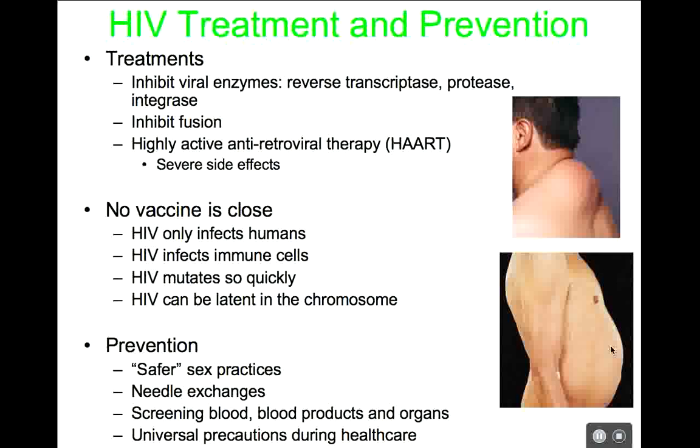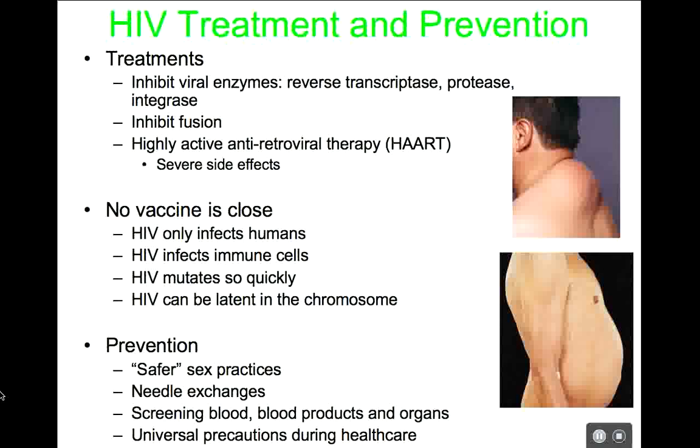And then, of course, HIV can be latent in the chromosomes. So if it's inside of the chromosomes, it's possible that our vaccine would never be effective either. So we don't know if a vaccine is ever going to be effective against HIV. The work is still going on. We know that it's a larger mountain to climb than other vaccines that have been created. So really our best bet still at this point is prevention.